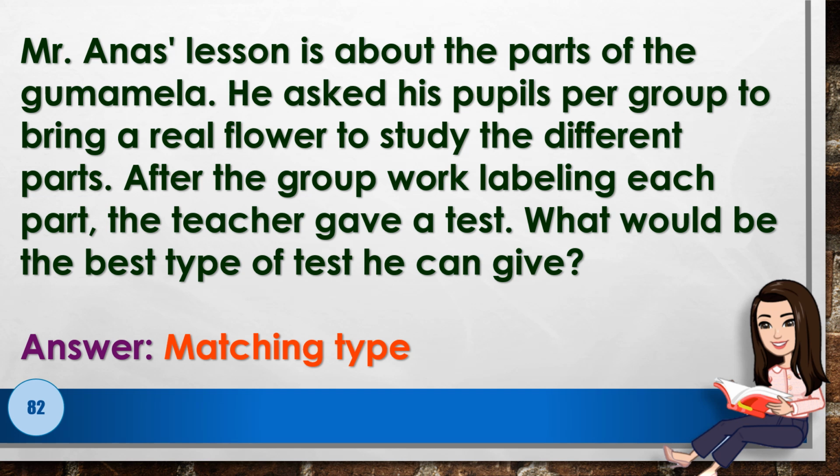82. Mr. Ana's lesson is about the parts of the gumamila. He asked his pupils per group to bring a real flower to study the different parts. After the group work labeling each part, the teacher gave a test. What would be the best type of test he can give? Answer: matching type.